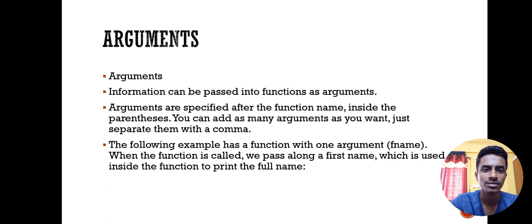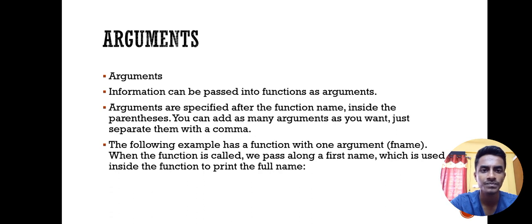Arguments. Information can be passed into functions in the form of arguments. Arguments are specified after the function name inside the parentheses, that is, small brackets. You can add as many arguments as you want, just separate them with a comma. The following example has a function with one argument, fname. When the function is called, we pass along a first name, which is used inside the function to print the full name.